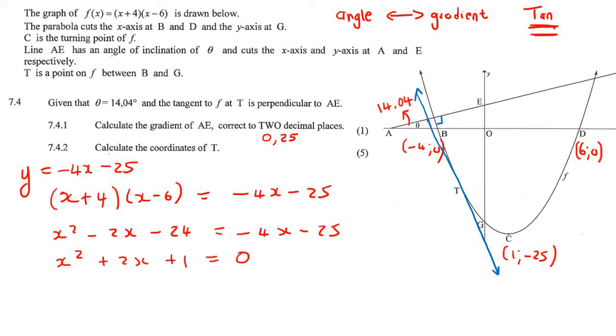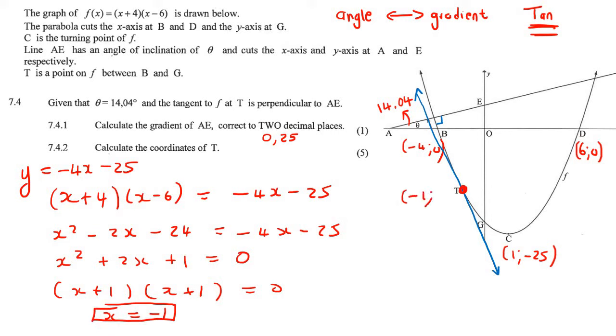Yeah, this is beautiful, because now if you had to go factorize this, check this out, you're going to end up with x plus 1 and x plus 1. So we're going to get one answer, x equals -1. So it means that the tangent is only touching the graph at -1.